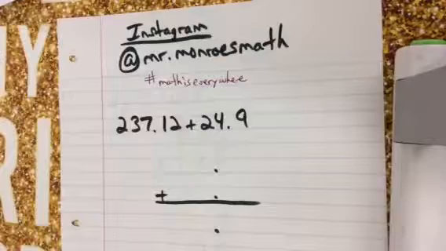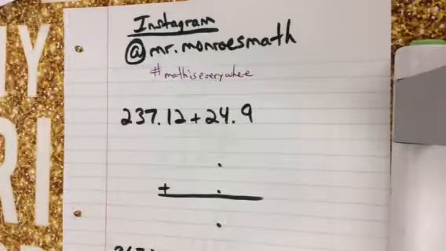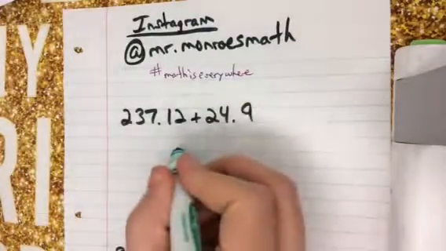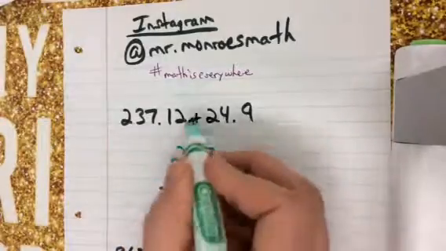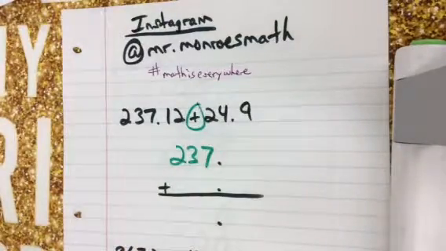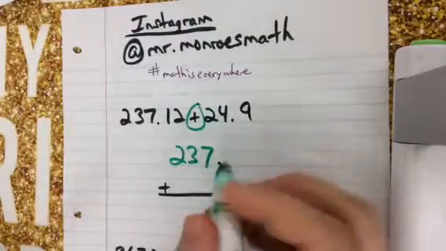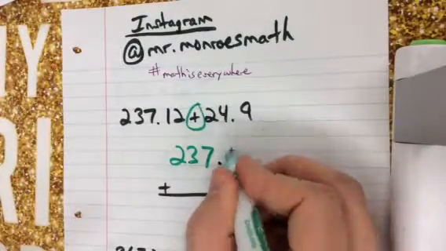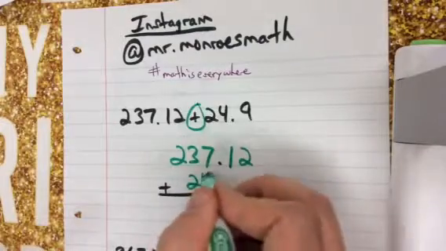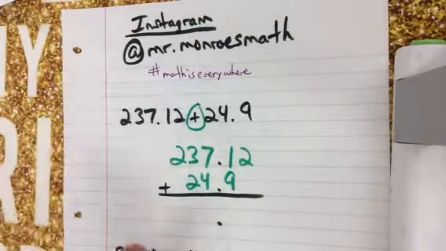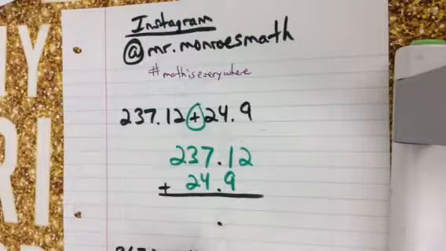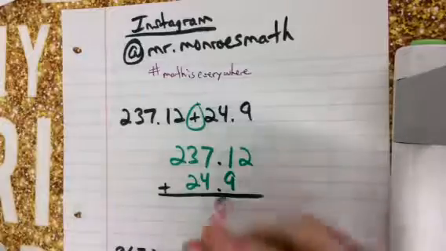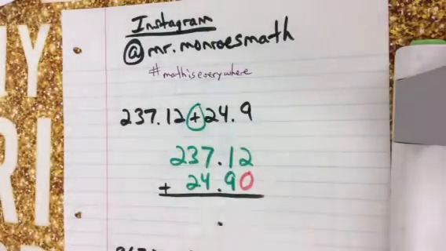First problem here, 237 and 12 hundredths plus 24 and 9 tenths. So again, remember, the most important thing is you line up that decimal and you're adding those values. Make sure you're doing the correct operation. Sometimes we get lost and do the incorrect one. So 237.12 plus 24.9. Now making sure we line up the decimal and the other like place values. One thing that we can do is include zeros to the right as far as we need to get all those lined up.